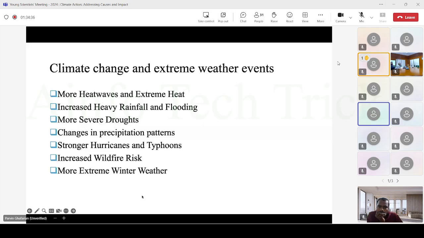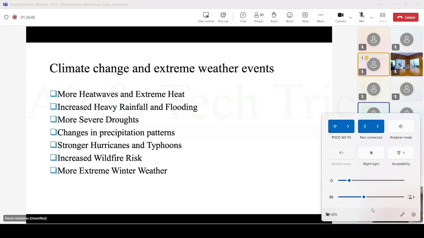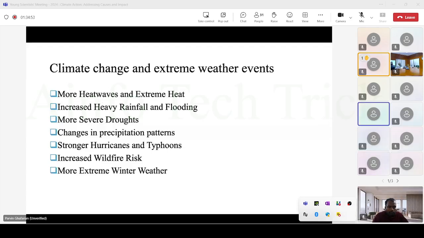Climate change is the main issue these days, and is significantly impacting the frequency, intensity, and duration of extreme weather events around the world. Due to climate change, for example, there are more heat waves and extreme heat. A warmer atmosphere leads to more frequent and intense heat waves. This increases the risk of heat stroke, wildfire, and agricultural losses.